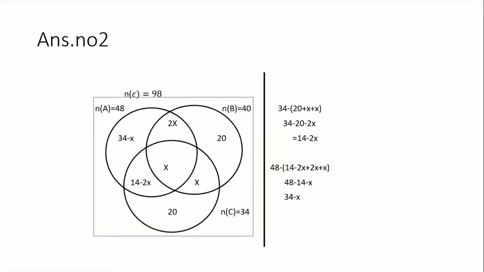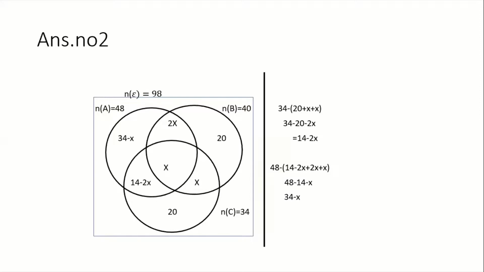And one final question. Yes. When they said that the number of people who had all the 3 was half as many as the number who voted for both A and B, I thought that would be x over 2.